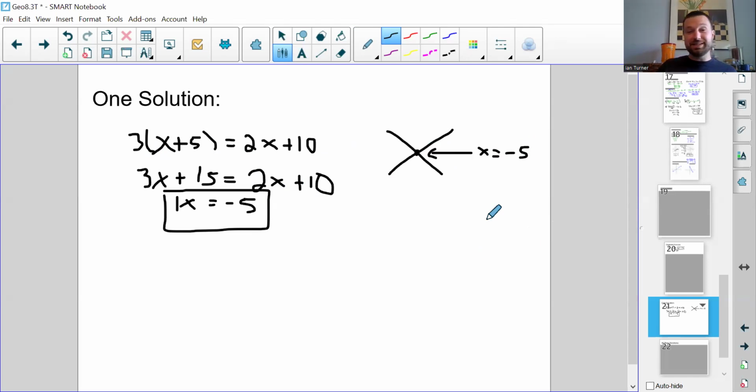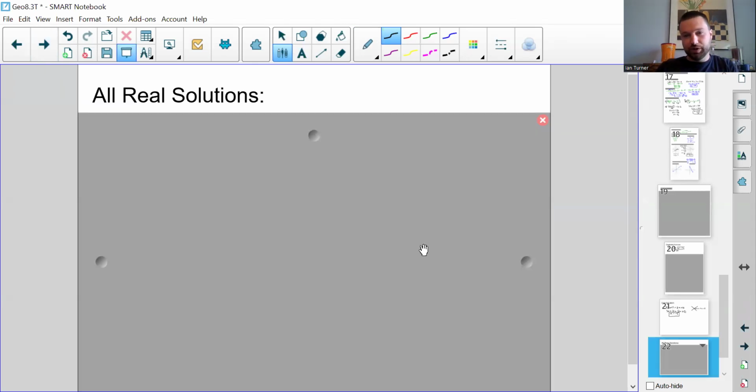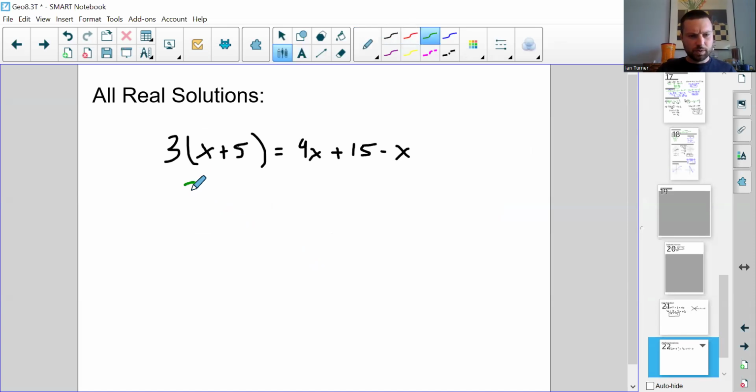So this next thing, we really didn't do at all in geometry. Maybe you guys did this in 8th grade, way back in the day, but we didn't actually do it over our year. So all real solutions is when you have something like this. Let's say we have this now, and we get 3x plus 15 on the left side, distributing. And then we do 4x minus x gives us 3x plus 15 as well. So you can see both sides are the same thing. And if we kept going, we'd subtract the x's, subtract the 15s, and we'd get 0 equals 0.